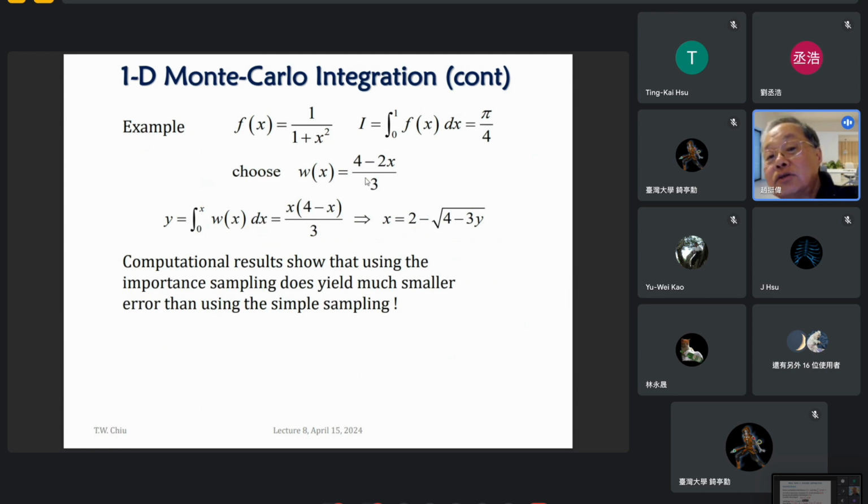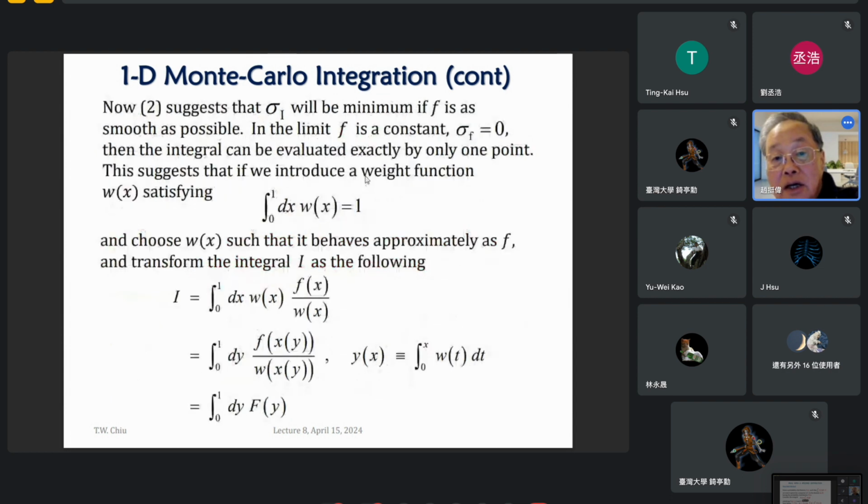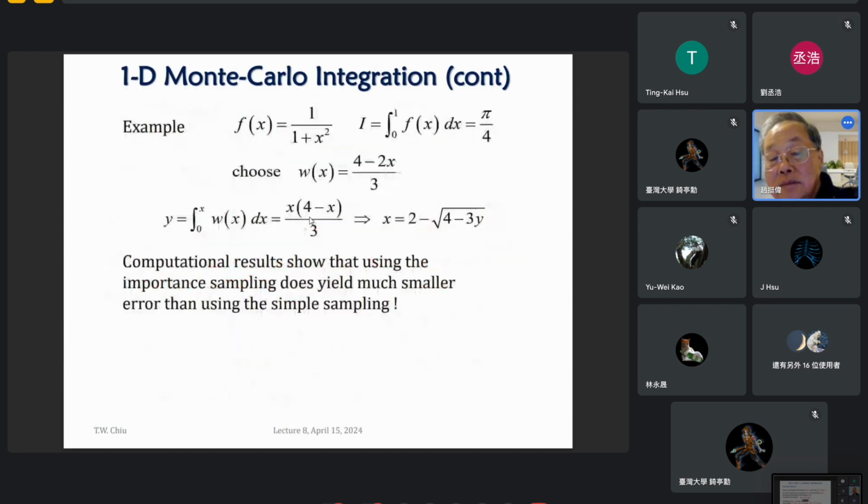This is a linear function, linear decreasing. All these coefficients here are fixed such that it satisfies this constraint, so that w(x) can be regarded as a probability distribution. So when I do the integral of w(x) dx, that is equal to 1.